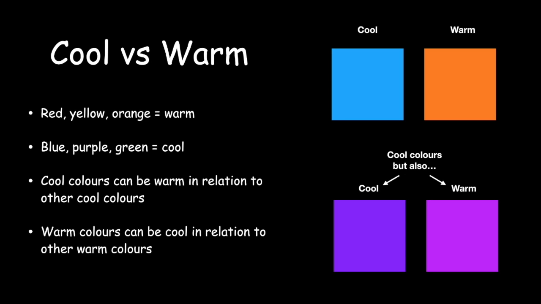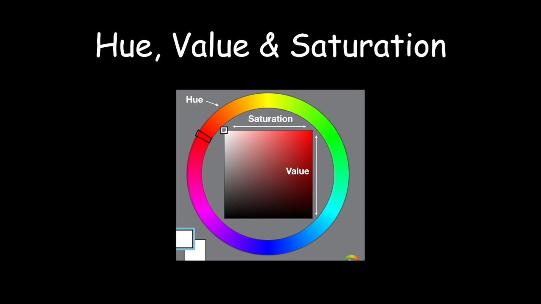I won't get too much more into this in this video, because it's easier to explain when I'm talking about color relativity. That is a whole other video. Main takeaway from this is cool versus warm, and a cool color can still feel warm, and a warm color can still feel cool. That makes sense? I hope so. Okay. Now that you understand the basic concept of how colors are made, let's get into the nitty-gritty of hue, value, and saturation.